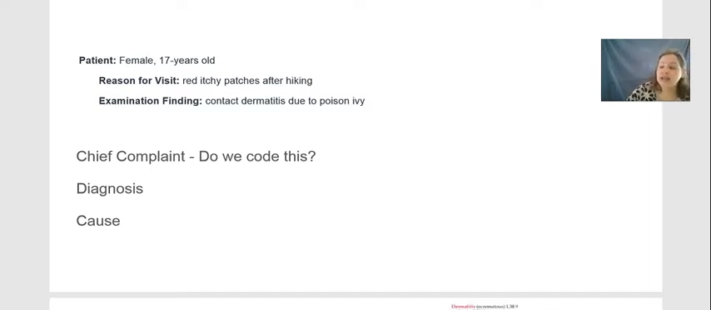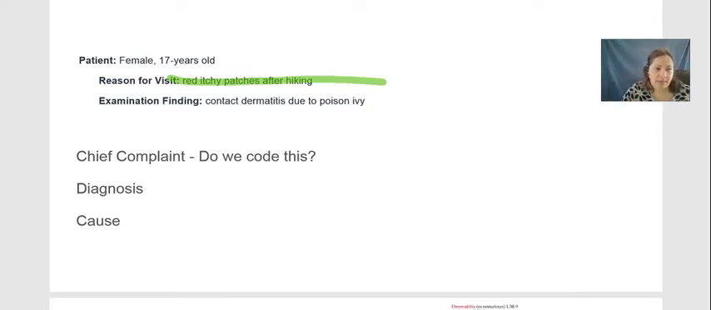So the question is, do we code the red itchy patches? I can find a code for a rash. I can look that up. I'll find a code for it. The question is, do I need to? And as students become more experienced, they know the answer to this. No, we do not code symptoms when we know what caused it. So do we know the cause of those red itchy patches? Yes, we know it's contact dermatitis and it's poison ivy. So when we know the cause, we do not code the symptoms.